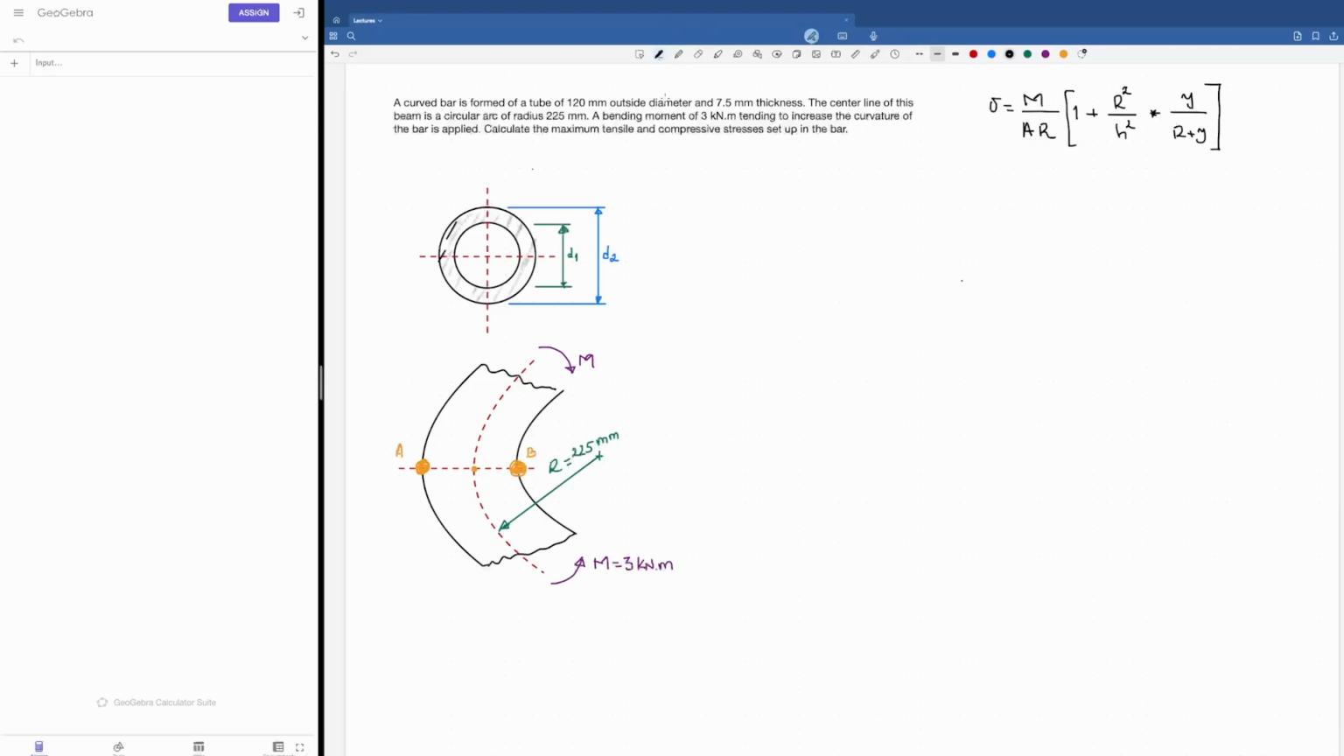Now, when they talk about the maximum tensile and compressive stresses, we know that maximum stresses are going to be located at the outer fibers or outer parts of the whole section. So they're going to be at point A and point B. And looking at the configuration we're having here, we know that at point A, because the moment tries to increase the curvature, this point is going to be in tension. I'm going to write it here. And this point here is going to be in compression.